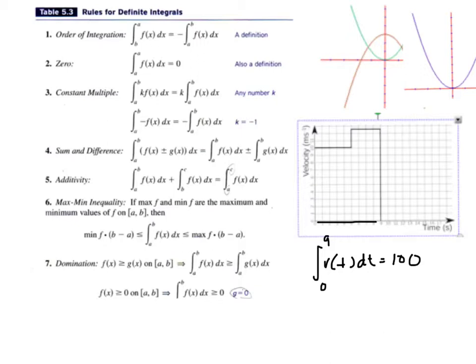Well, rule number 1 here says if I were to reverse the bounds, the answer now would be -100. The reason is I'm basically restating the question. It used to be I'm at 0, 9 seconds later I'm at 100. Now the question is saying, starting at 9, where was I at time 0? The answer is 100 feet back from where you started. So that's why the negative is there.